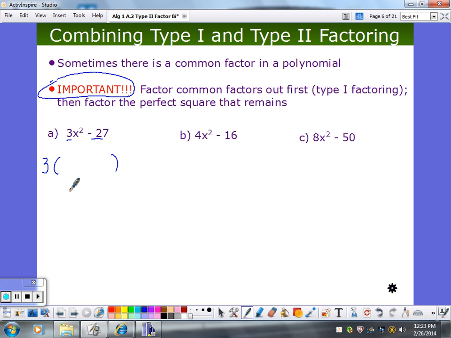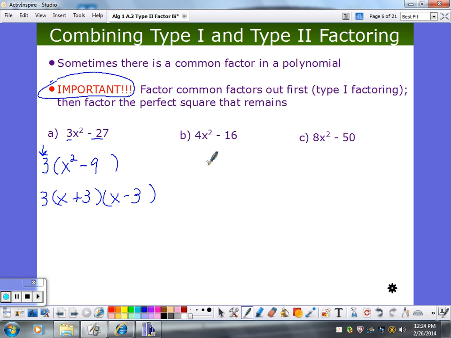So what's left behind in my parentheses? Bell ringer? Perfect square minus perfect square. So my 3 is still here, but I can factor this guy. What is that? Or if you said x minus 3, x plus 3. So important, always look. You do this first, do this first.